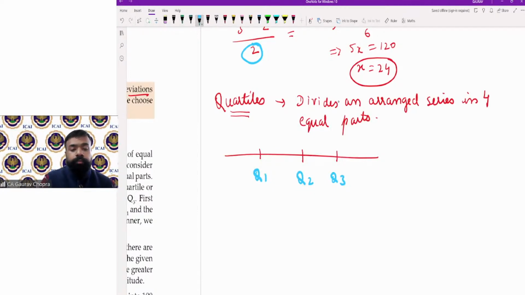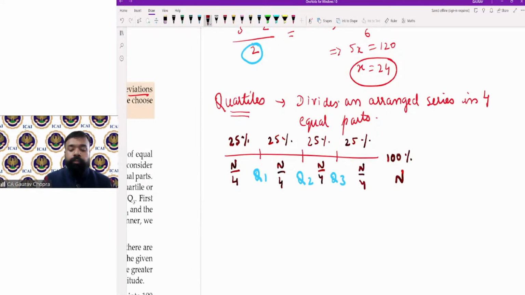If the total is 100%, let's say, तो हर पोर्शन में कितना पार्ट आएगा? 25%, because all portions are equal. So each and every portion carries 25%. Or you can say if there are n number of observations, then each part carries n by 4. Each part carries n by 4th share.